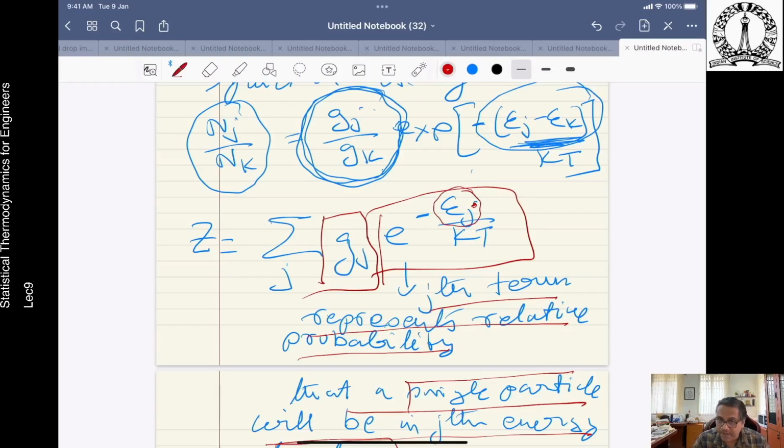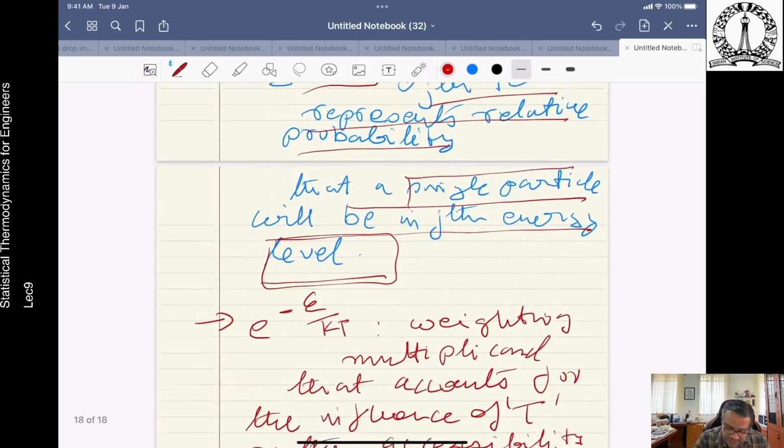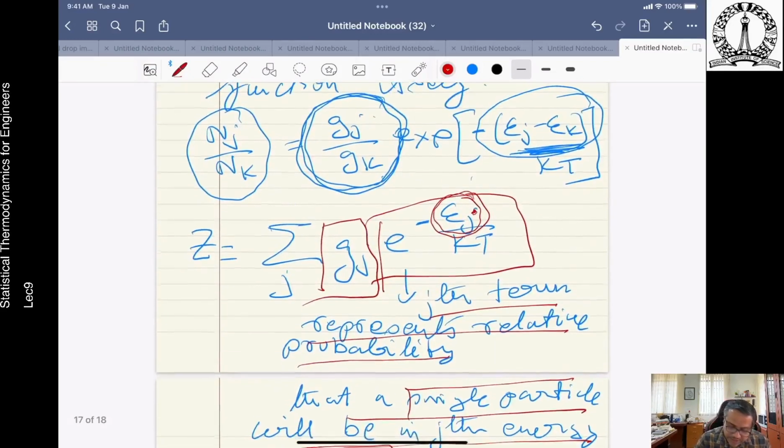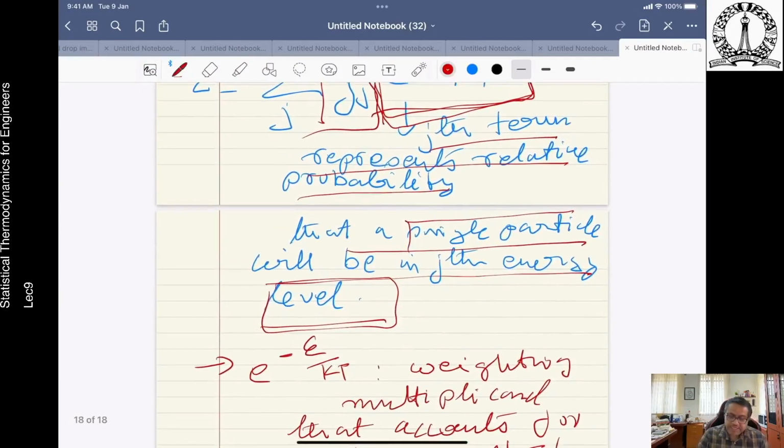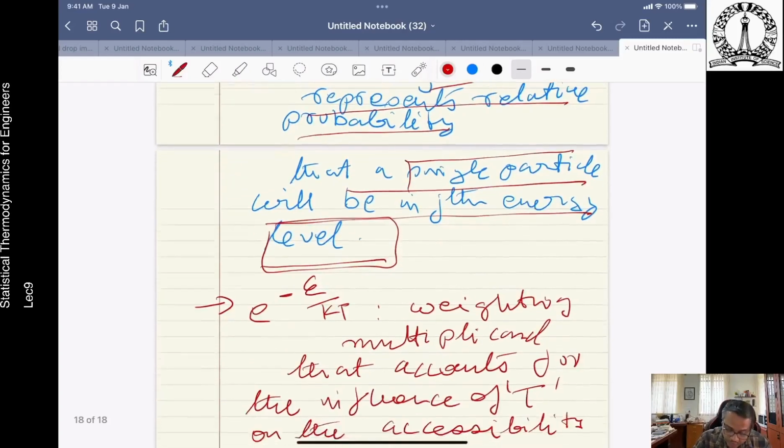So higher the energy, lesser is the probability of this particular term. This particular term is like a weighing fraction. So not all energy levels have equal probability, which is kind of understandable. The relative probability of a particle being at a higher energy level is comparatively a little lower.